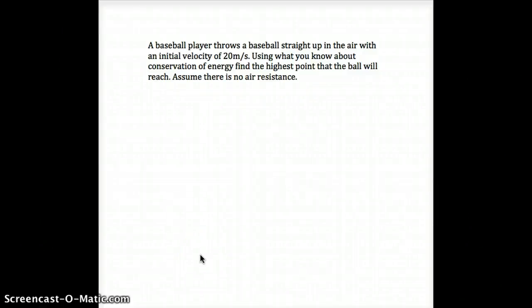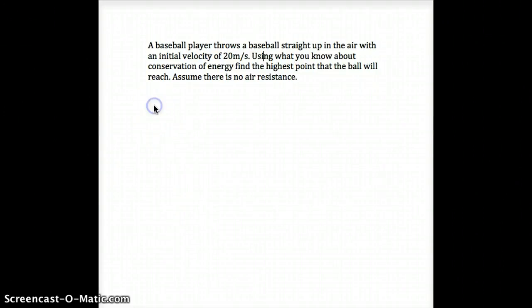Alright, so here we have a little energy problem, and I'll read it first. A baseball player throws a baseball straight up in the air with an initial velocity of 20 meters per second. Using what you know about conservation of energy, find the highest point that the ball will reach. Assume there is no air resistance.